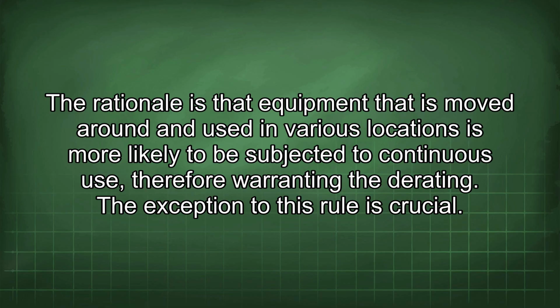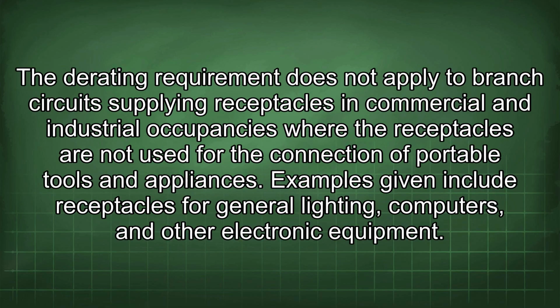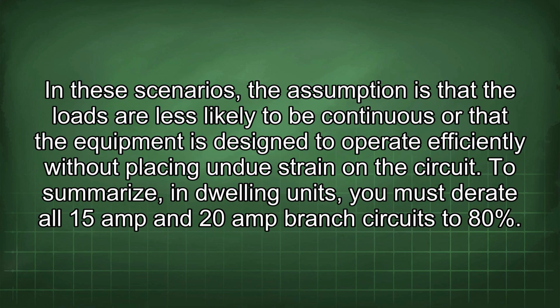The exception to this rule is crucial. The derating requirement does not apply to branch circuits supplying receptacles in commercial and industrial occupancies where the receptacles are not used for the connection of portable tools and appliances. Examples given include receptacles for general lighting, computers, and other electronic equipment. In these scenarios, the assumption is that the loads are less likely to be continuous or that the equipment is designed to operate efficiently without placing undue strain on the circuit.